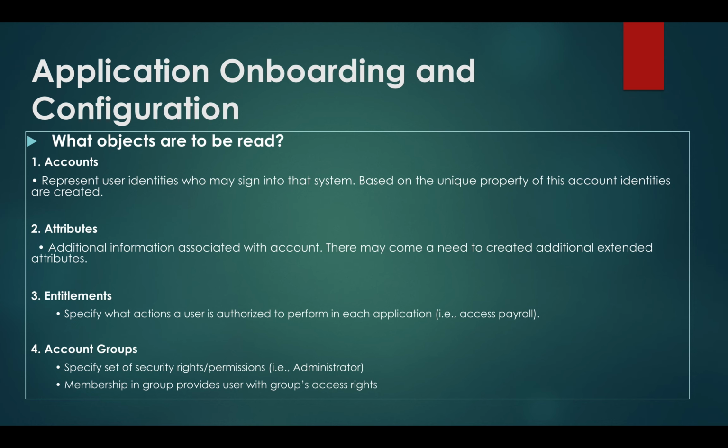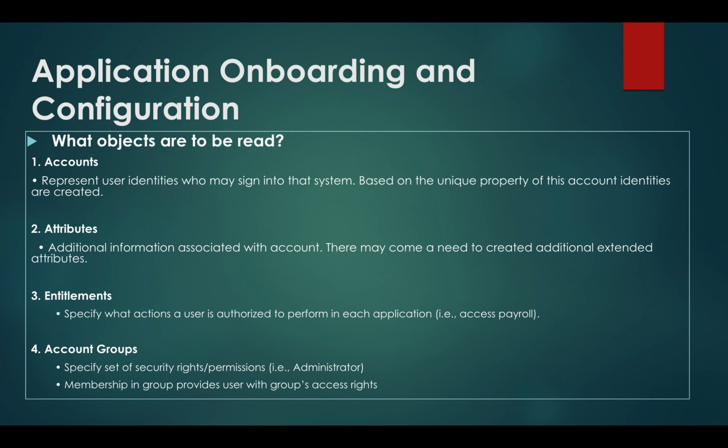So attributes are actually the properties associated with the account. The attributes can be first name, last name, department, employee ID, date of birth, SSN, the entitlement, etc. Entitlement specifies what action a user is authorized to perform in an application. Basically, entitlement is the lowest level of system access, and based on the collection of these entitlements, we create different kinds of roles, which we'll be covering in the RBAC or role modeling section.